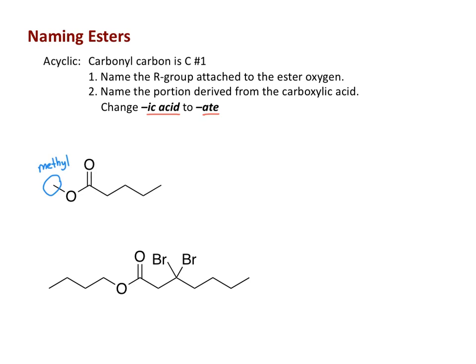Then we can highlight our longest carbon chain if we want, starting with the carbonyl carbon. And if you number out that chain, we have 5 carbons. So for 5 carbons, the IUPAC name is pentanoic acid.